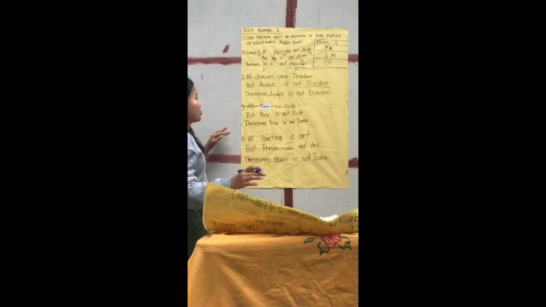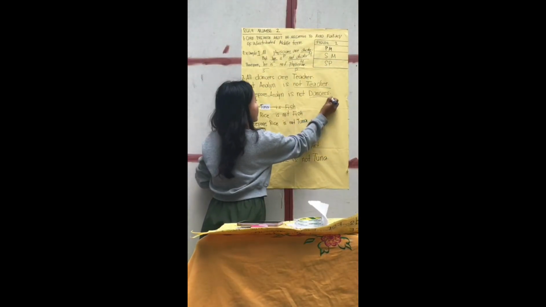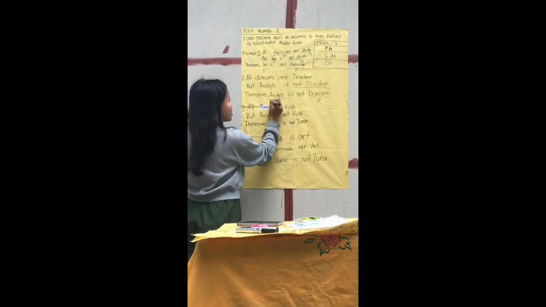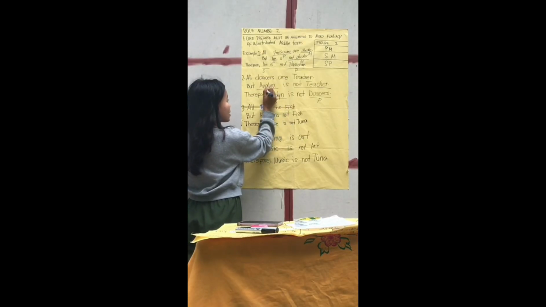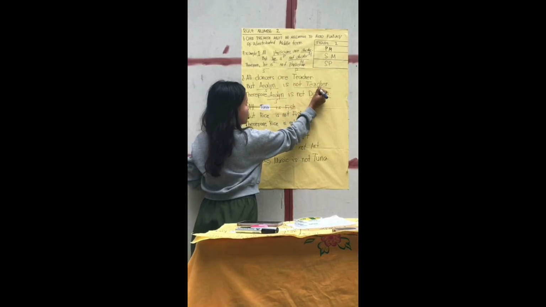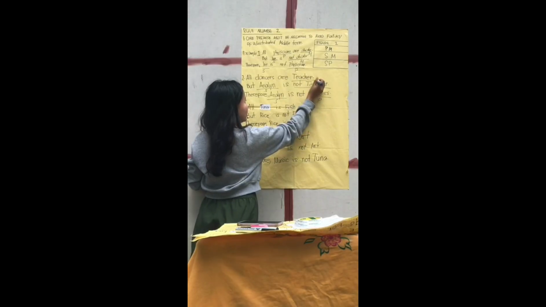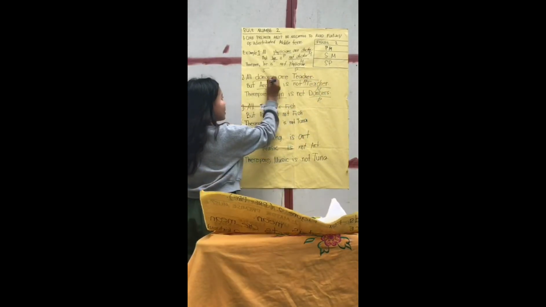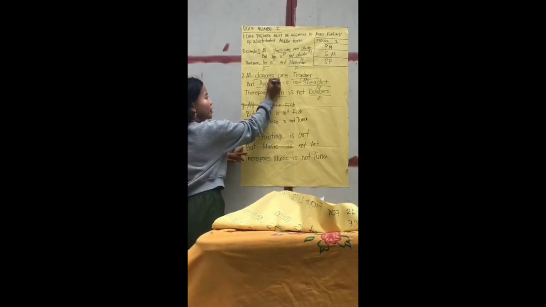So, ganun pa rin. Ito pa rin yung predicate natin. Si Annalyn pa rin yung subject natin. And si teacher pa rin yung middle term natin. And dancer is ang predicate natin.